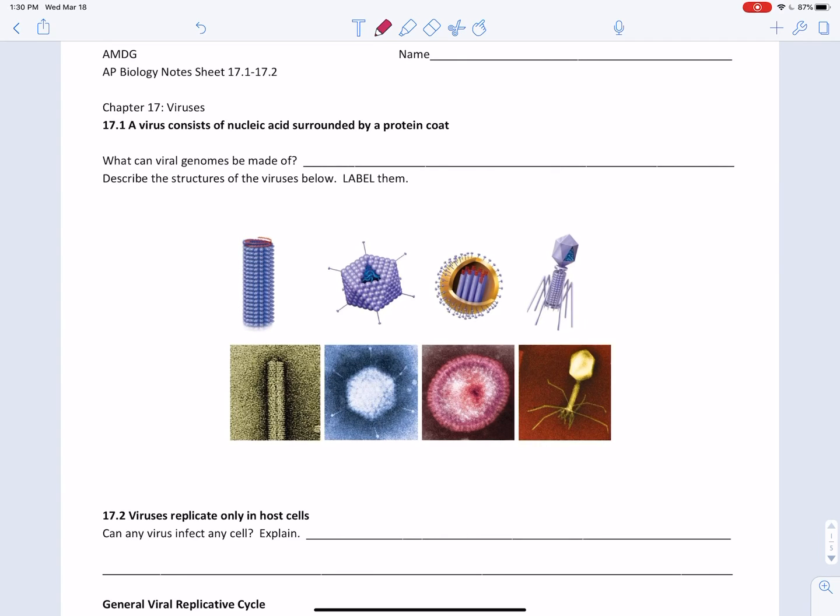So to start off, we'd say a virus consists of a nucleic acid surrounded by a protein coat. Yep, that's the general term. Let's also remember that they are very small. They're much smaller than bacterial cells, and that's important because they infect bacterial cells. And so viral genomes can be made of RNA or DNA, and they can be double or single-stranded. So even if they are DNA, they can be single-stranded.